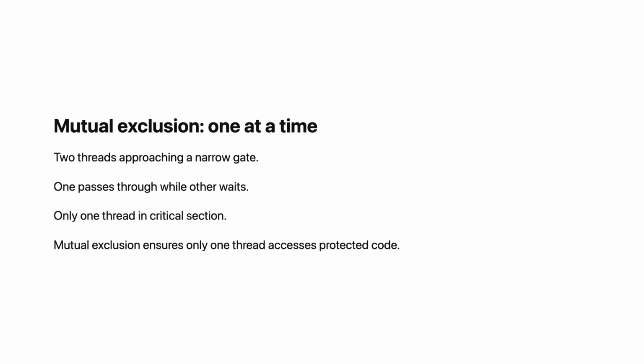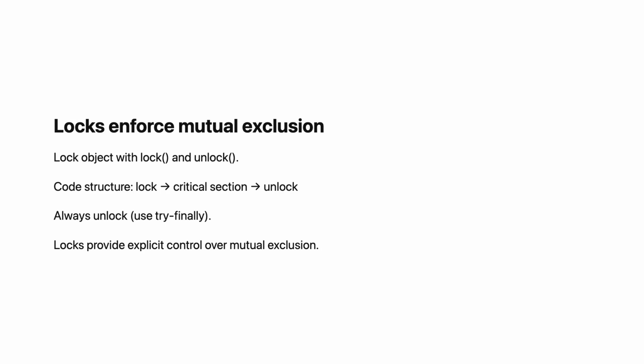A lock is an object that enforces mutual exclusion. Lock.lock acquires the lock. If another thread holds it, wait. If free, take it. Inside, you access shared data safely. Only you have the lock. Lock.unlock releases the lock. Another waiting thread can proceed. Always unlock. If you forget, other threads wait forever. Use try-finally to ensure unlock even if exceptions occur.